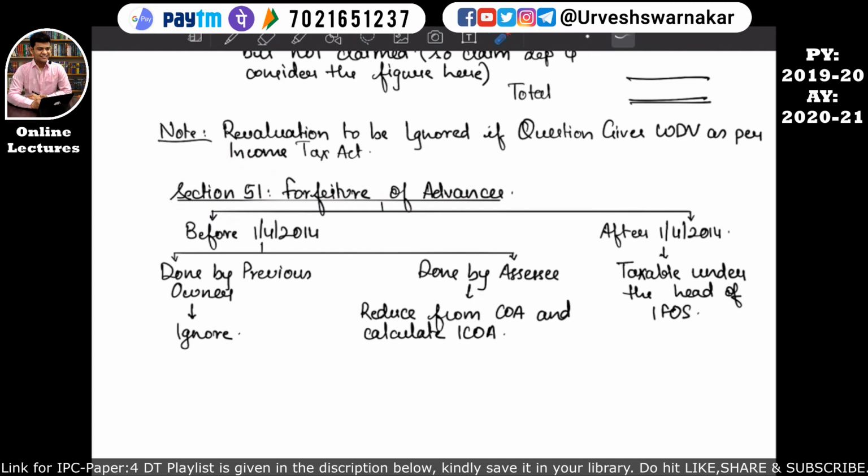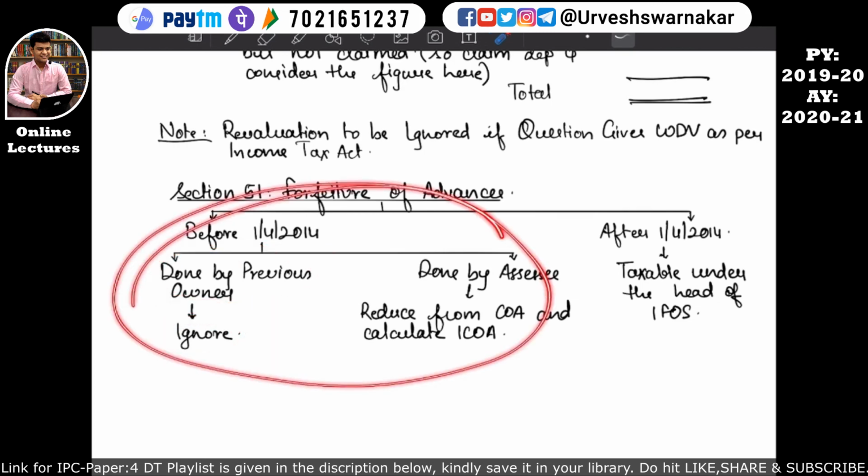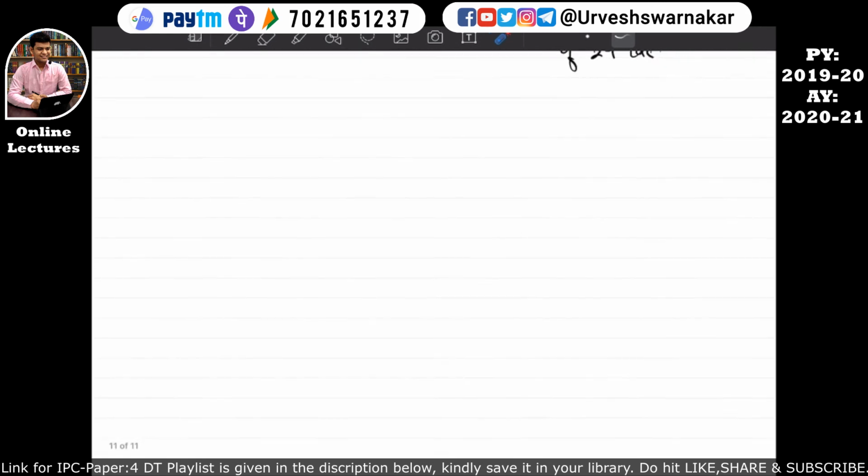So let's understand this chart. If a forfeiture of advance is done by the assessee before 1st of April 2014, then such forfeiture has to be reduced from the cost of acquisition, and we need to calculate the indexed cost of acquisition. I hope this is quite clear to you all. But if such forfeiture is done before 1st April 2014 and such forfeiture is done by the previous owner, then we need to ignore the forfeiture. So what does this mean? Let's understand this part first of all. So let's understand this over here.